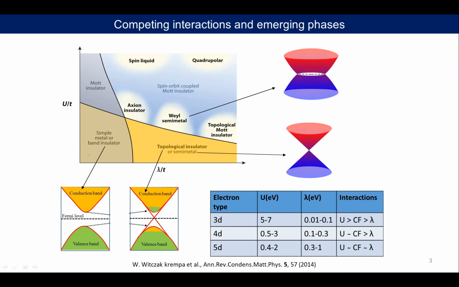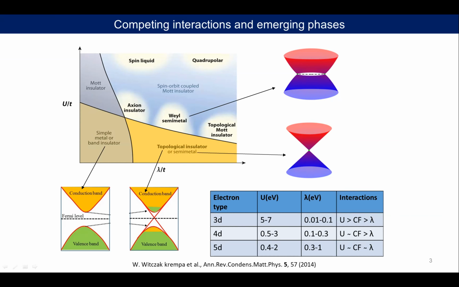As we can see, in the weak correlation regime, as the strength of the spin orbit coupling increases, a simple metal can be transformed to a semi-metal, or a band insulator can be transformed into a topological insulator. In the weak spin orbit coupling regime, as the strength of the on-site Coulomb repulsion increases, a metal can be transformed to a Mott insulator. Whereas if we look at the intermediate regime, where the strengths of the spin orbit coupling and on-site Coulomb repulsion U are more or less similar, they are comparable.